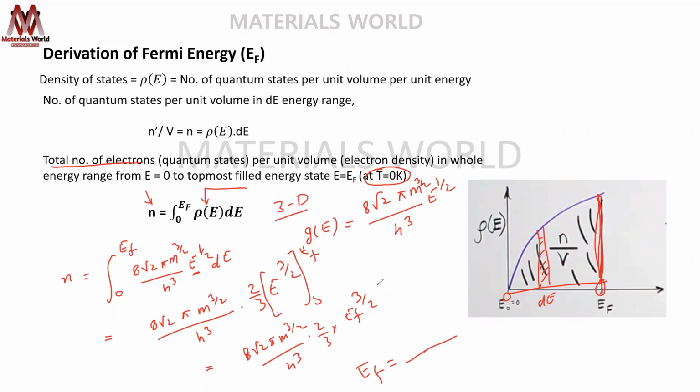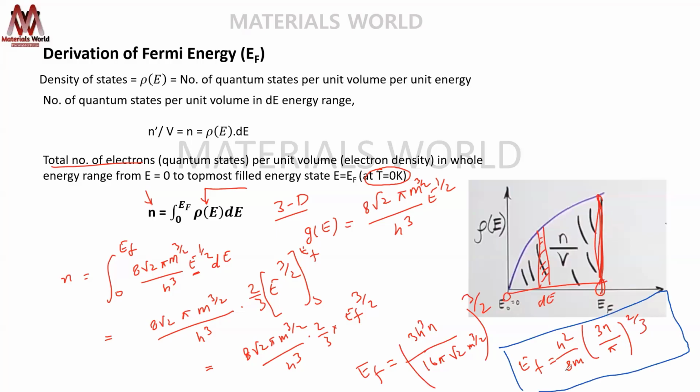So EF you can simply write as EF equals (3h cube n by 16 pi root 2 m to the power 3 by 2) to the power 2 by 3. If you simplify it, your EF will become h square by 8m into (3n by pi) to the power 2 by 3. This is the relation between n and EF. This is for 3D. This is called Fermi energy, and n is the electron density, the number of electrons per unit volume. If you know the electron density, you can calculate Fermi energy.